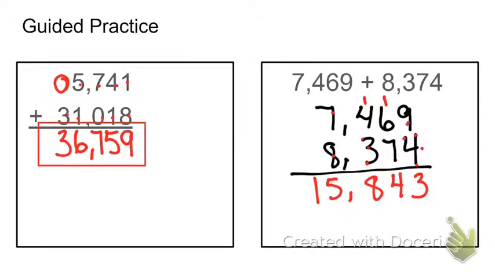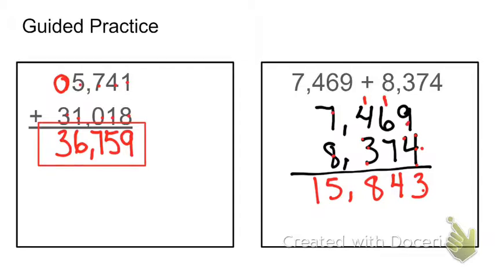I added 9 plus 4 and got 13. I had to regroup and carry the 1. 6 and 1 gives me 7, and I know 7 and 7 is 14. I had to regroup again and carry the 1. 4 and 1 gives me 5, and 5 plus 3 gives me 8. There's no regrouping necessary there.